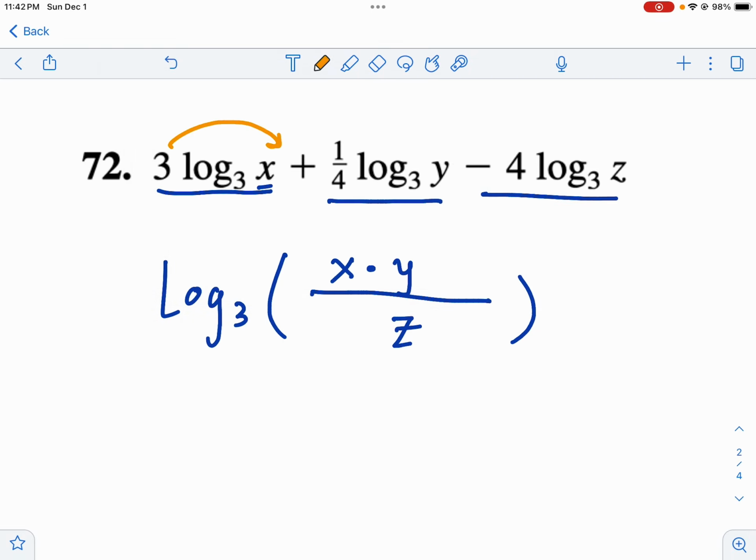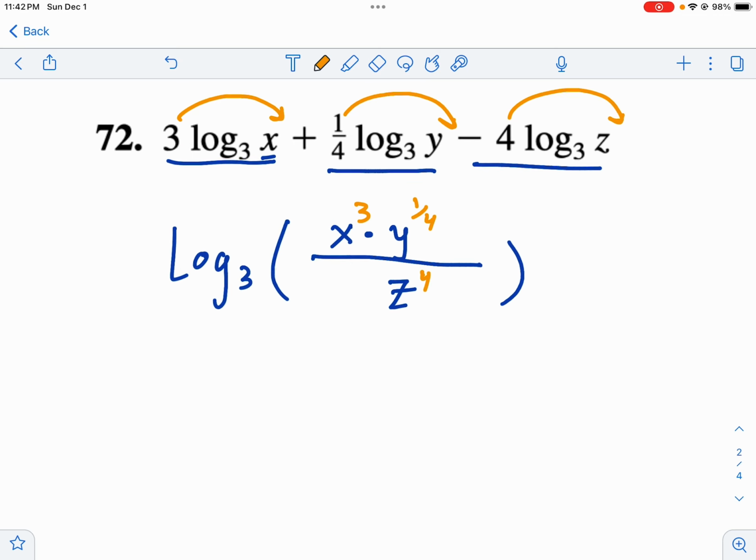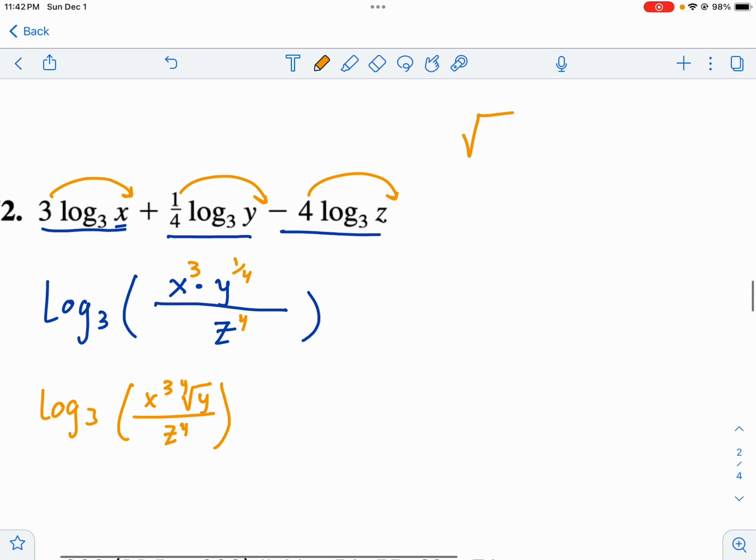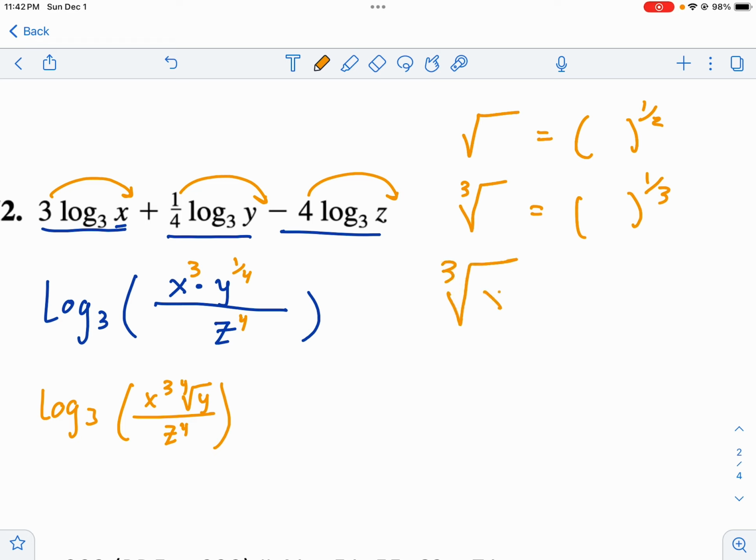3, 1/4, 4. And then let's make it prettier. Log base 3, x to the 3rd power, 4th root of y, and then z to the 4th. Just remember that this is the same thing as 1/2. If there's a 3rd root, this is the same thing as 1/3. Let's say if it's 3rd root of x squared, this is the same thing as x to the 2/3, right? This power is that one, that root is the fraction.